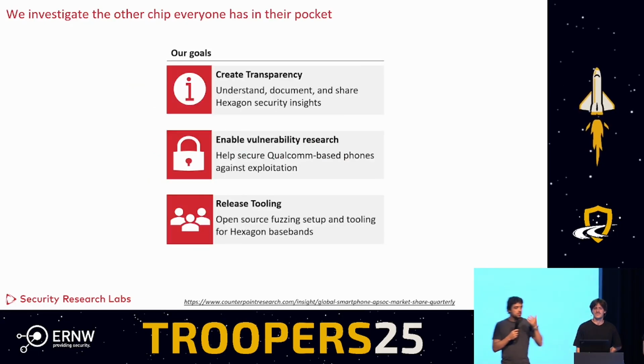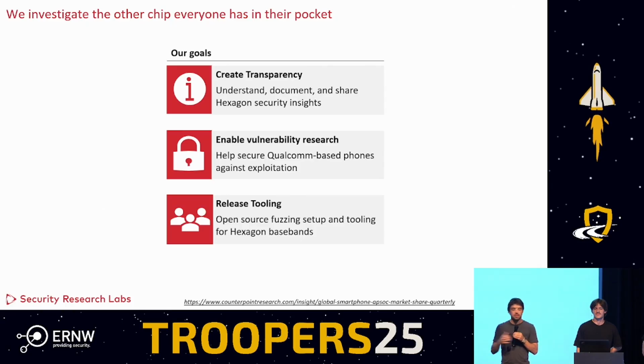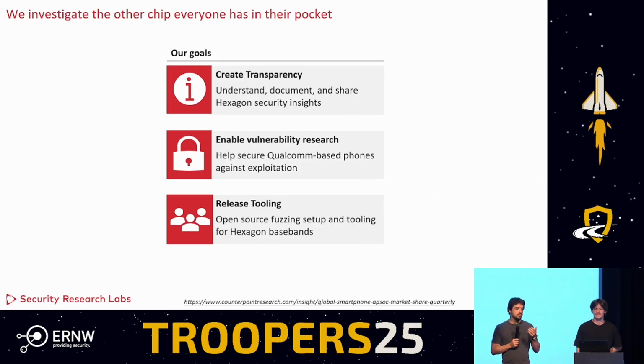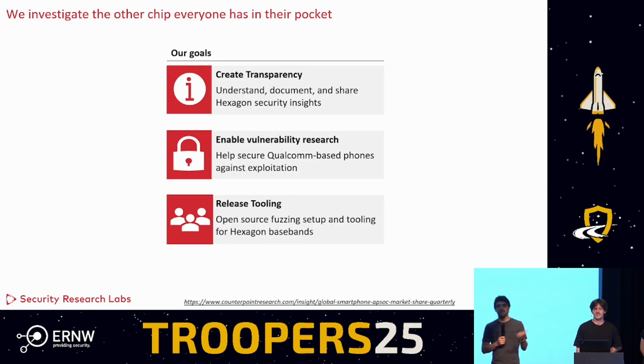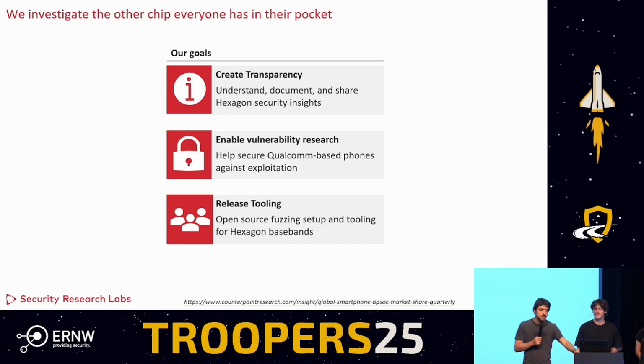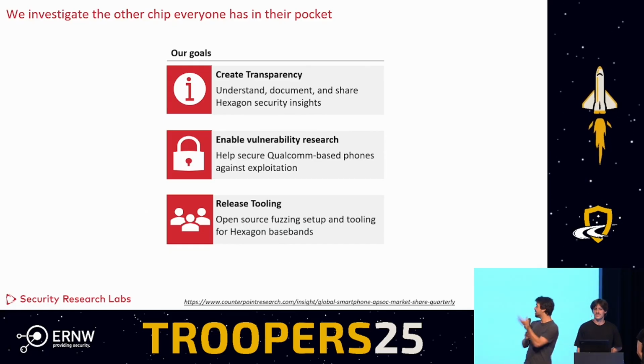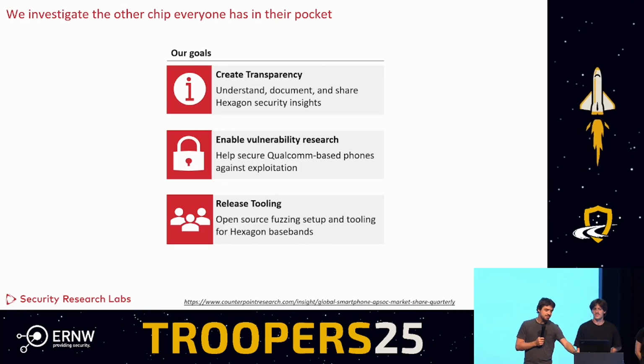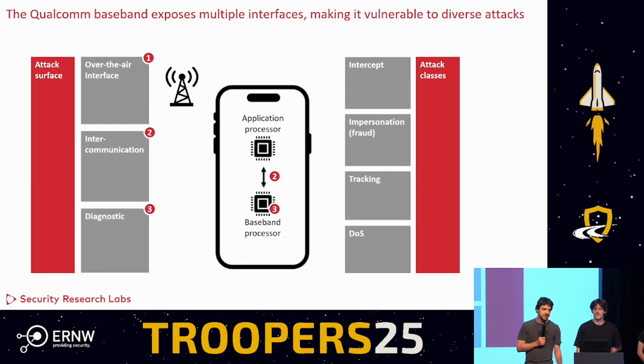So what we try to do here is to create a bit more transparency around hexagon in general. Also do some enabling for you people actually to do some vulnerability research and then secure these chips even more. So we will release some tooling. It is actually already online if you have the link that I will provide later.